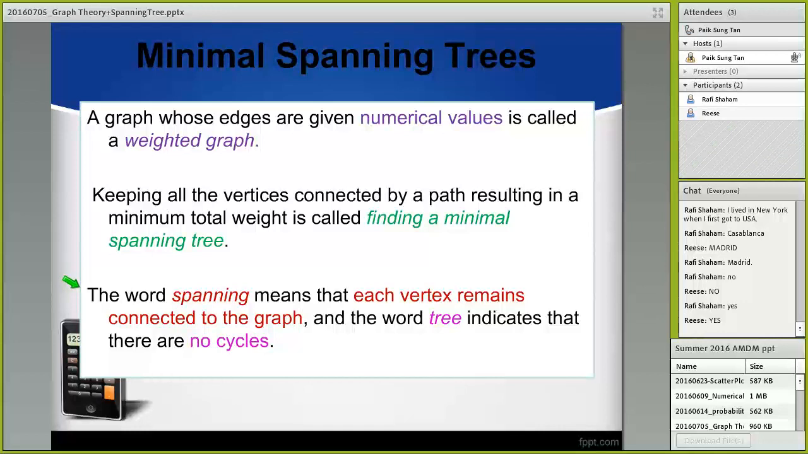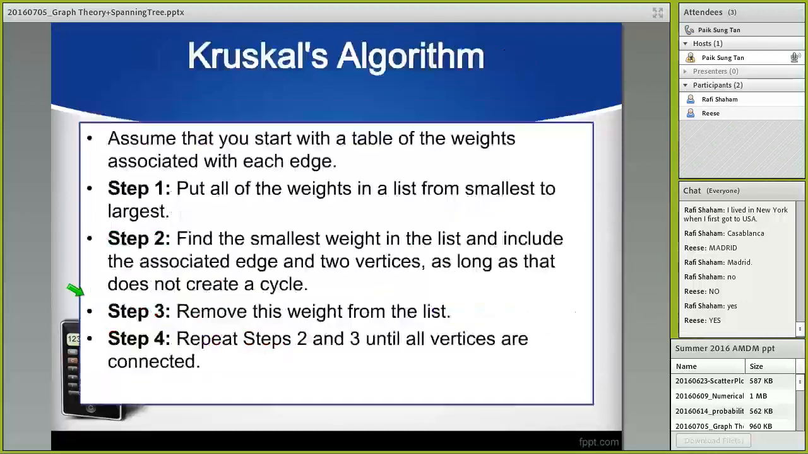The word spanning means each vertex remains connected to the graph. So when you work on the minimum spanning tree, make sure each of the vertices is connected. As long as it's connected to one other vertex, it's good. And the word tree indicates there are no cycles. If there are cycles, then it's not a minimum spanning tree, because you don't want to revisit the same house. You don't want to deliver the mail to the same house two times. That's just an example.